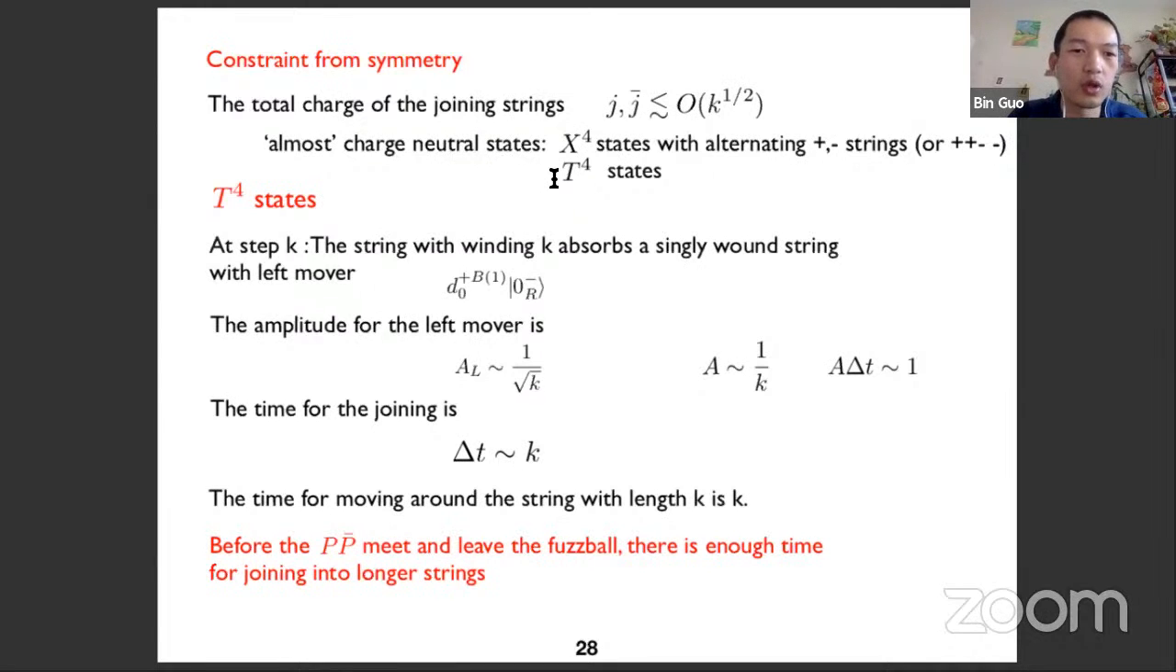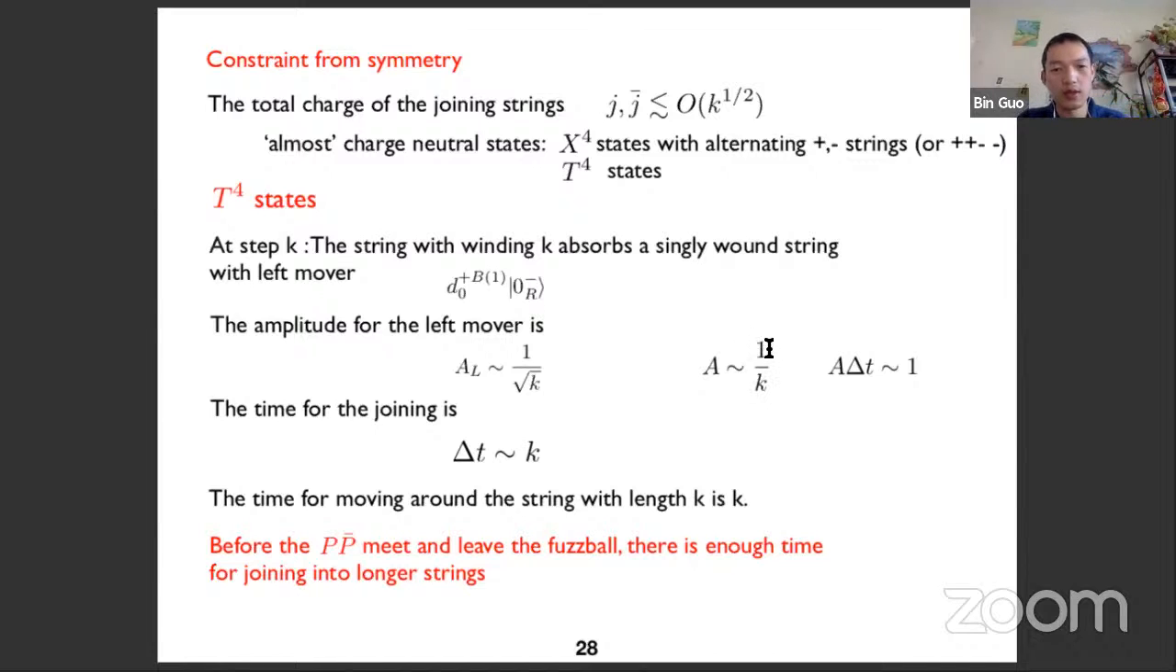And we should also consider all the T4 states. Now let me estimate for the T4 state first. At step K, we will join a winding K into a K+1 string. During this process, we absorb the following left mover. This is a 0 or 0 to the left mover. And the amplitude for this left mover in the large K limit can be computed. So the left amplitude is 1 over square root of K. So if you combine the left and right mover, it is 1 over K.